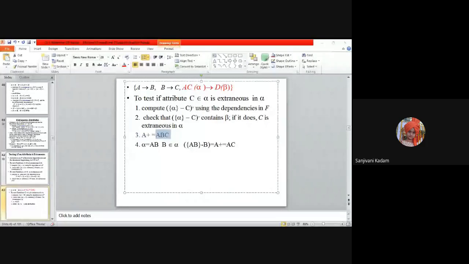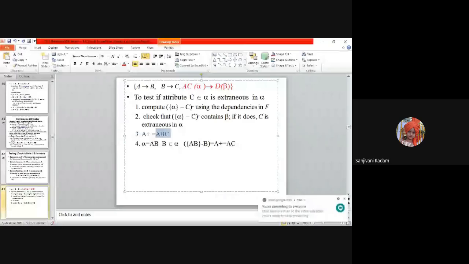Okay. Now this first step is done. That calculation computes the attribute closure using the functional dependencies. And now we want to check whether the attribute closure we have calculated contains beta. Right now, my beta is D.